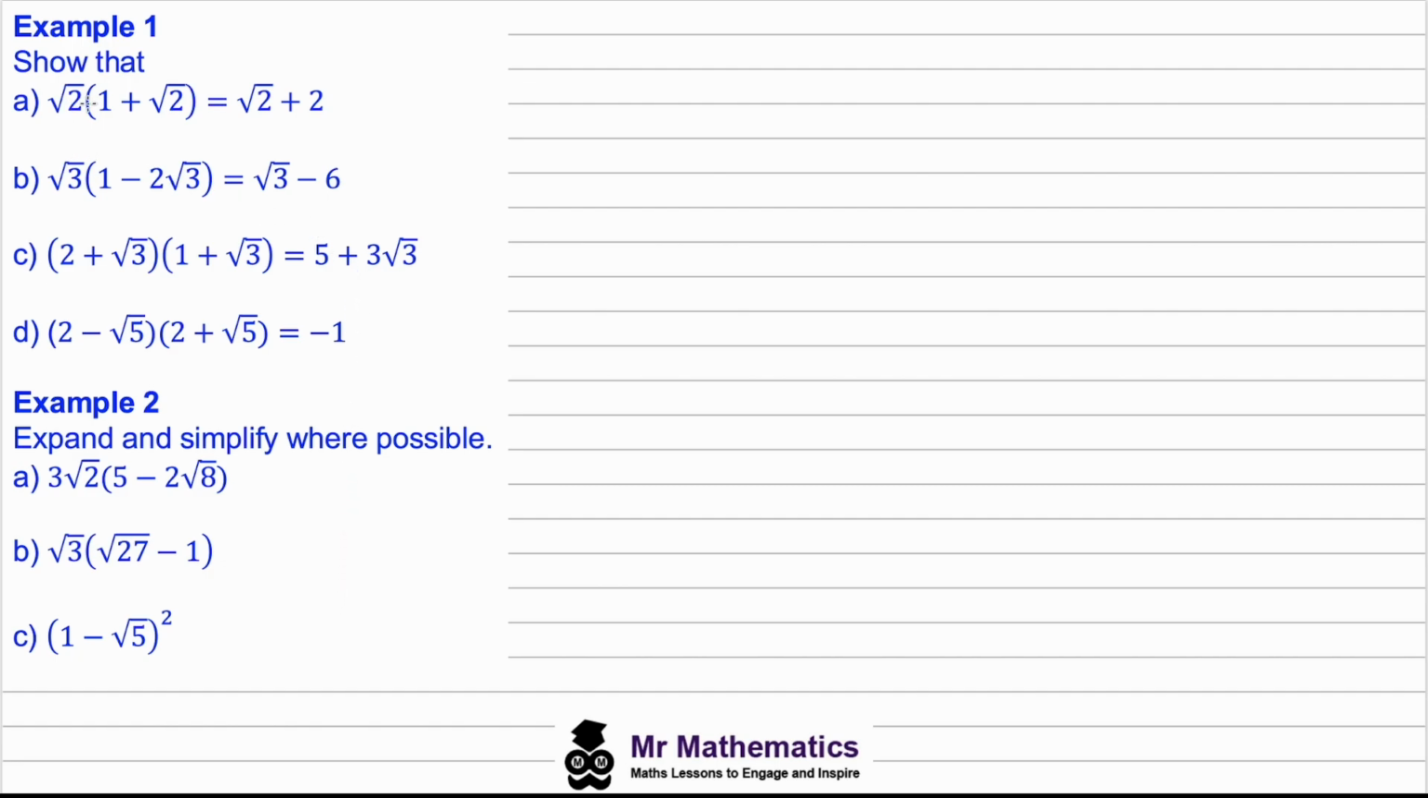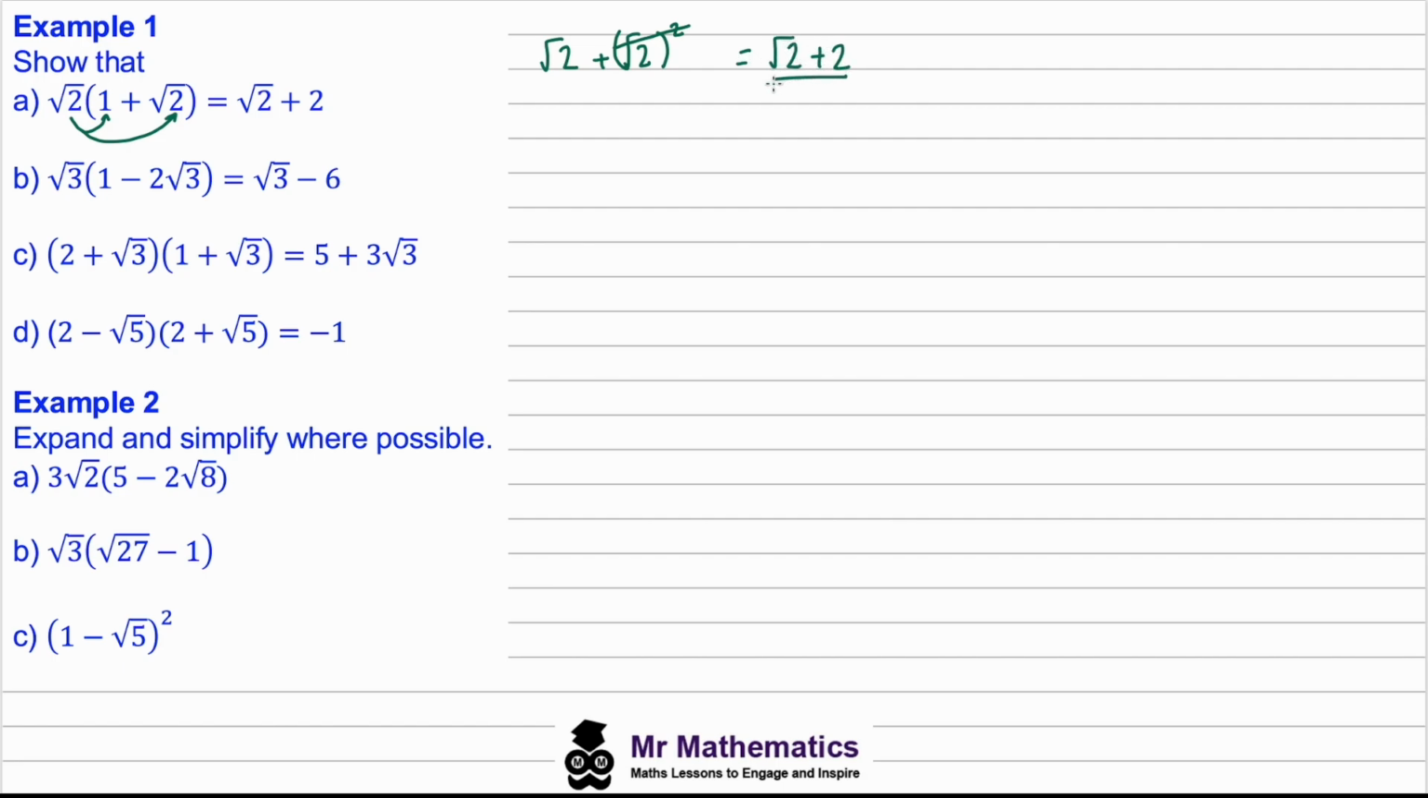Okay, so for question A, we need to expand out the root 2 with the 1 plus root 2. So if we draw some arrows, we'll have root 2 times 1, and then the root 2 times itself. So when you multiply root 2 by 1, we get root 2. And then the root 2 multiplied by the root 2 gives us root 2 squared. And when you square the square root, these will cancel. So we're left with the square root of 2 plus 2.